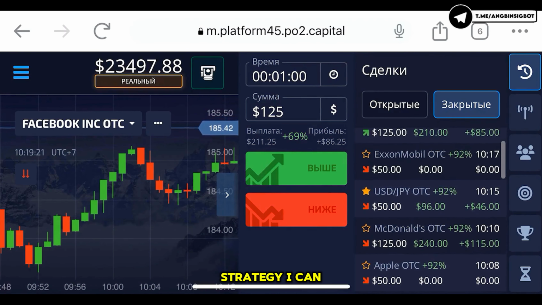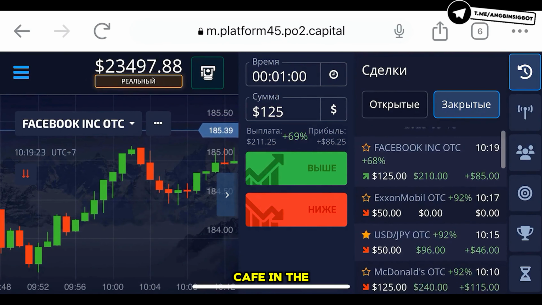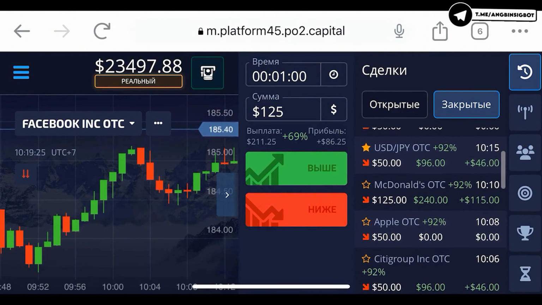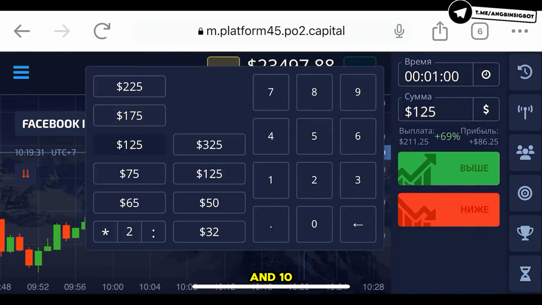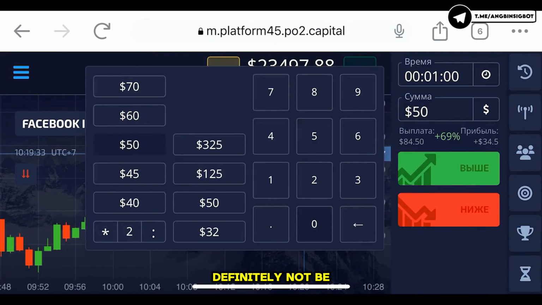And with this strategy, I can trade anywhere, whether in a cafe, in the car, or on vacation. Along with this, it is pleasing that it takes little time, only 10-15 minutes a day. And 10-15K will definitely not be unnecessary.